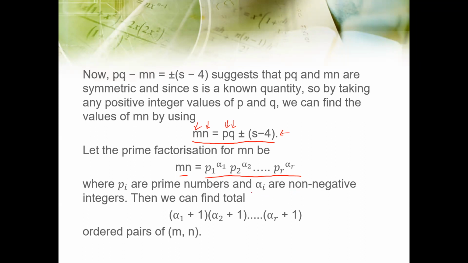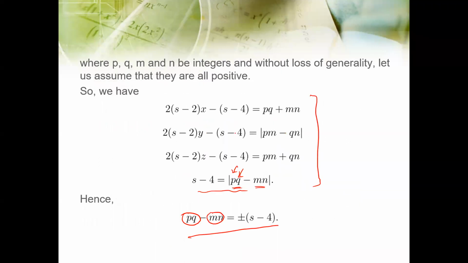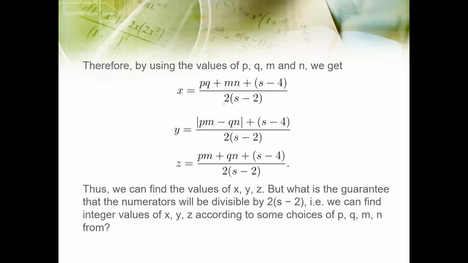So there are a total of (alpha 1 plus 1) times (alpha 2 plus 1) and so on till (alpha r plus 1) ordered pairs of m, n that can be found. Then by solving these three equations, we get the values of x, y, and z: x is pq plus mn plus s minus 4 divided by 2 times s minus 2, and similarly y and z.